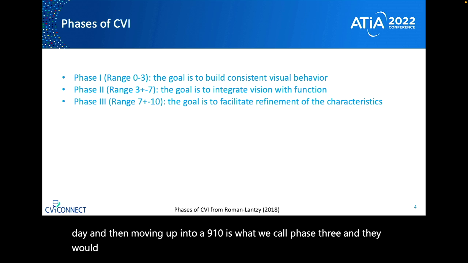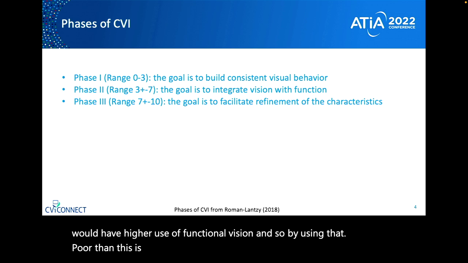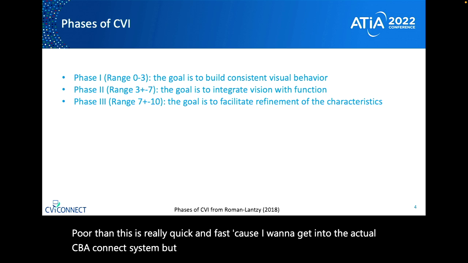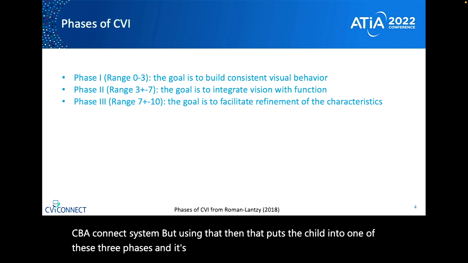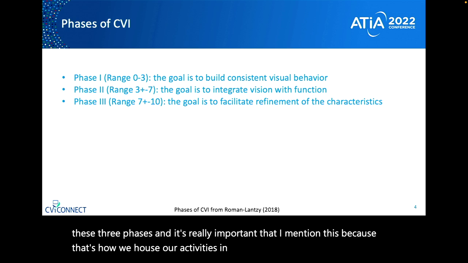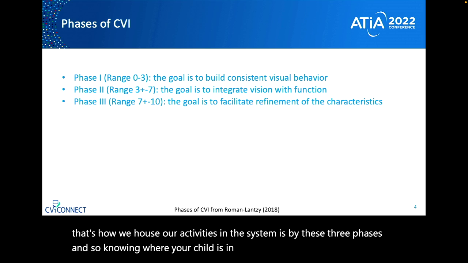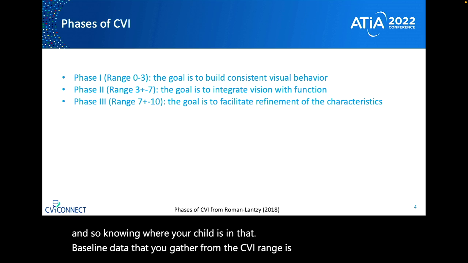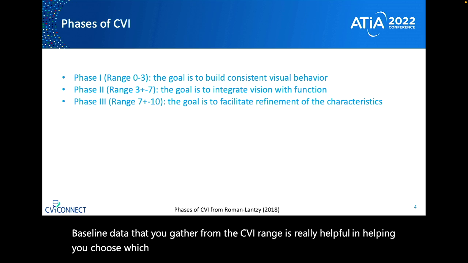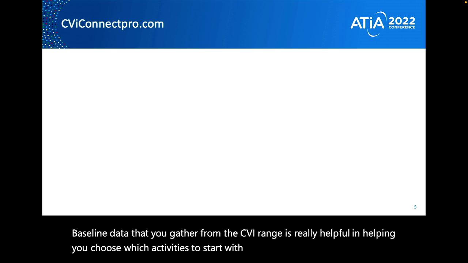By using that score, this is really quick and fast because I want to get into the actual CVI Connect system, but using that, that puts the child into one of these 3 phases. And it's really important that I mention this because that's how we house our activities in the system, by these 3 phases. Knowing where your child is in that baseline data that you gather from the CVI range is really helpful in helping you choose which activities to start with before using the system.